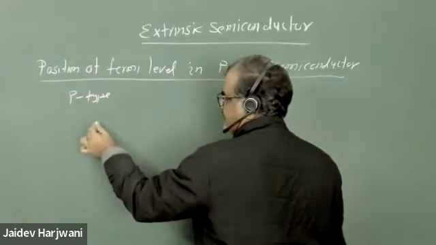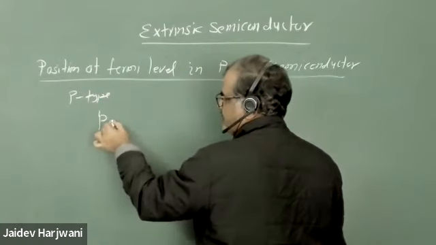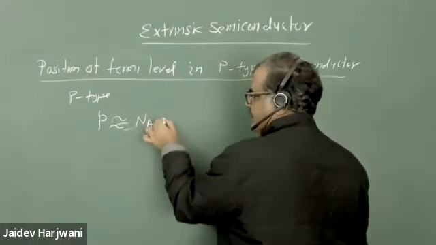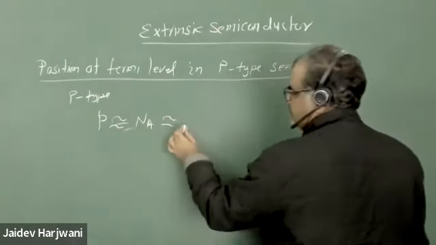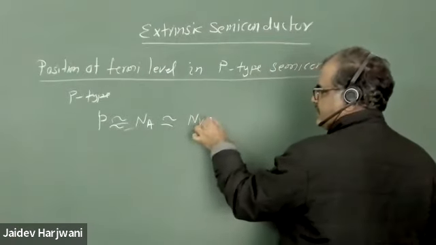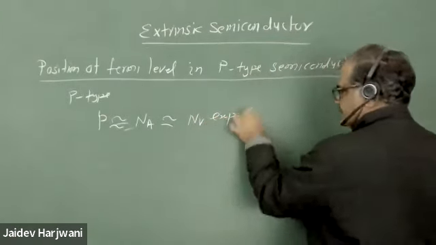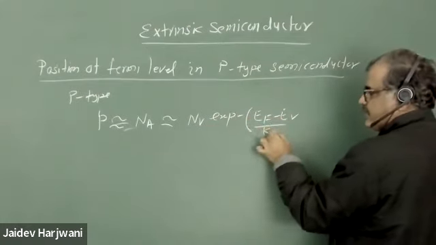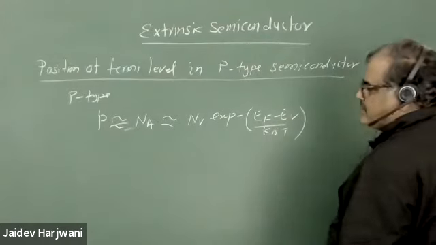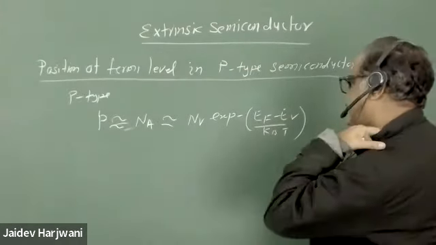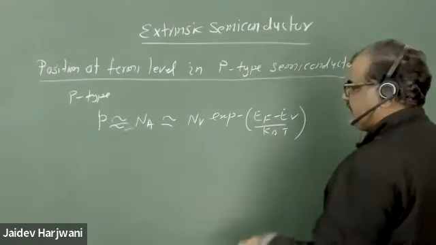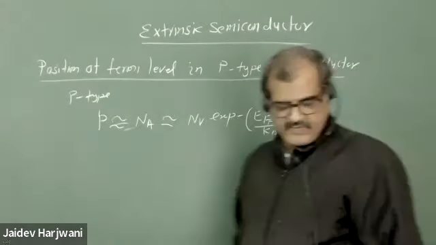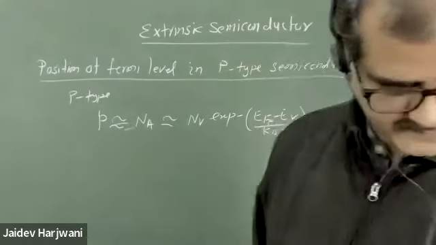So for p type, I know that my concentration of holes in valence band is equal to Na. And this is equal to what? Nv exponential minus EF minus EV upon KBT, isn't it? So from here also you can find the formula for EFP. This becomes EFP now. So find the formula. What is coming? Tell me. Position of Fermi level.